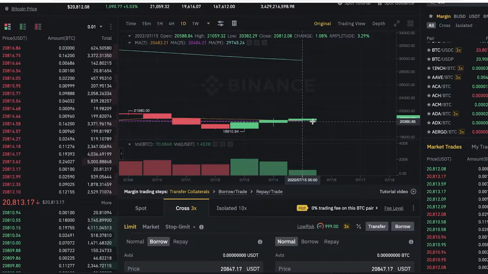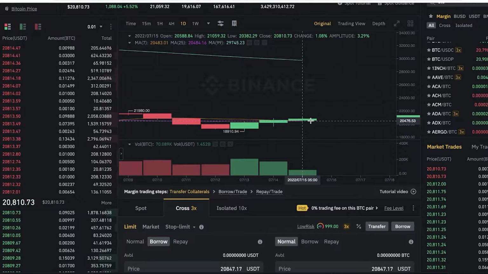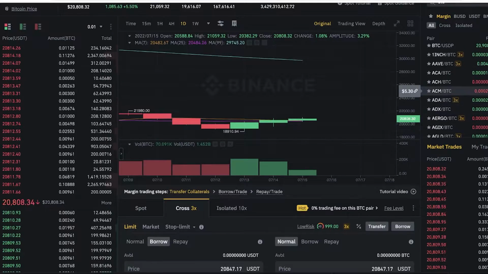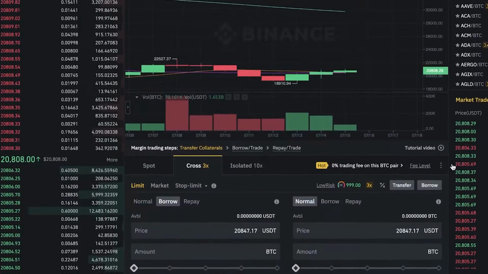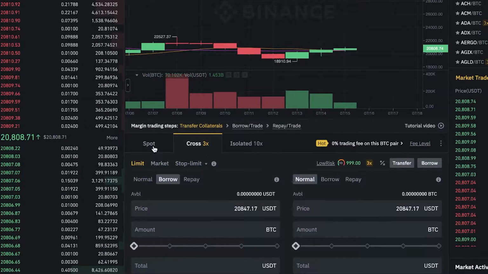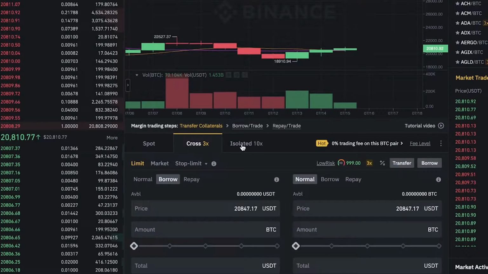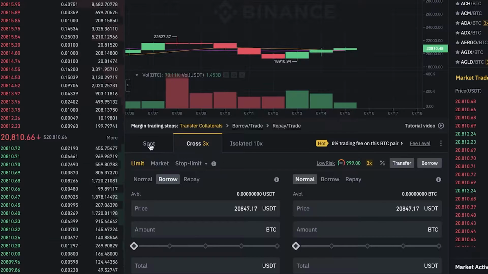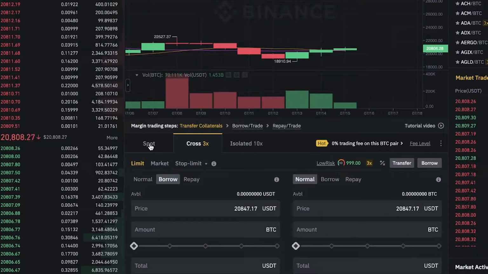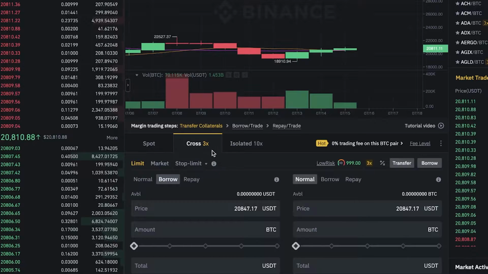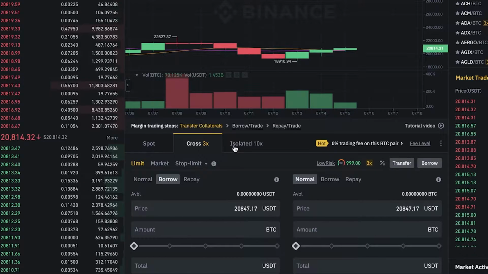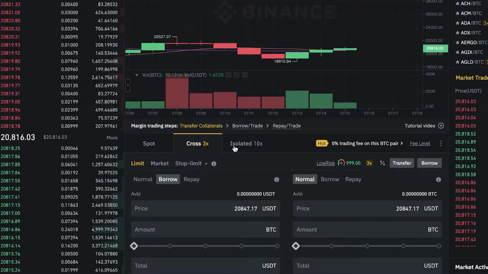So what I would do is that if I'm expecting the price to rise to 21,000 from 20,000, then I'm going to scroll down over here, and you will see these three options. So you have spot, cross 3x, and isolated 10x. Margin trading is basically spot trading in a way, but in terms of futures. So you're going to select either cross 3x or isolated 10x. That is up to you.